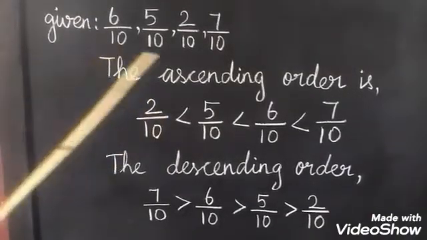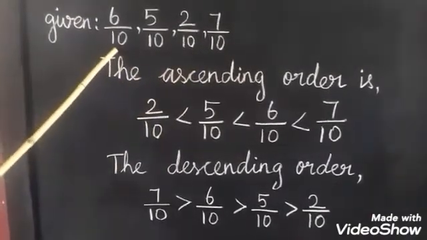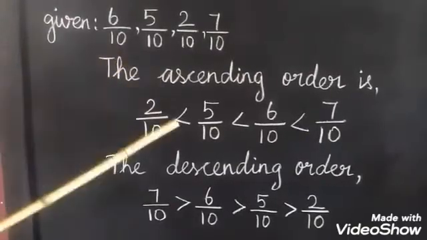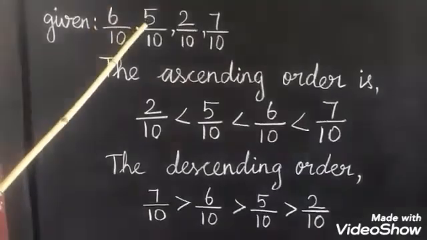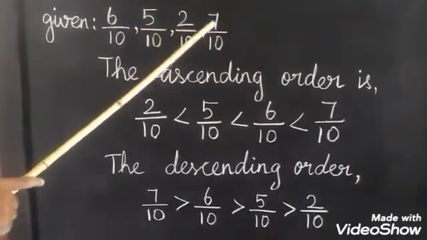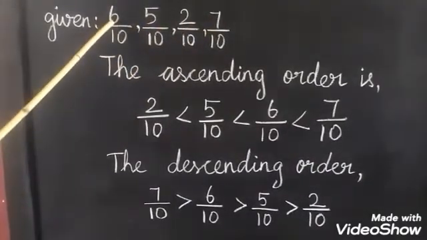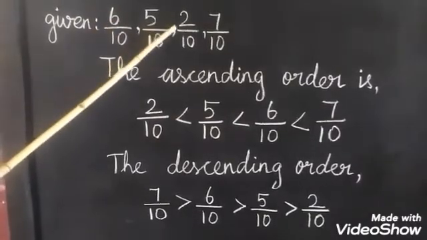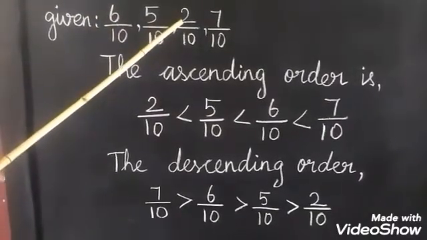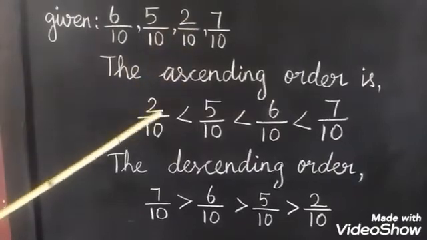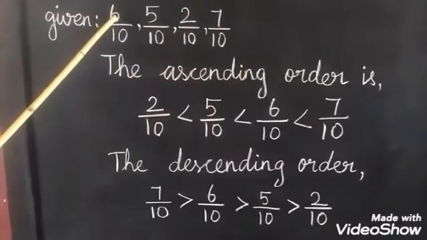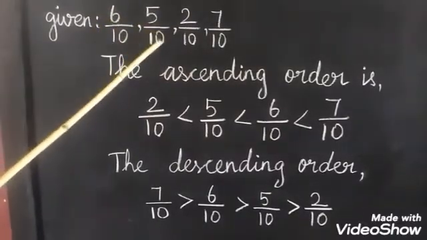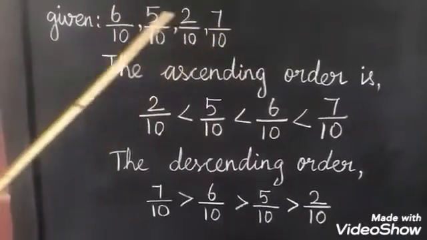In the question, all are like fractions. It has the same denominator 10. So, we have to check the numerators 6, 5, 2, 7. Which is the smallest number? Yes, 2 is the smallest numerator. So, 2 by 10, first we have to write. Then, what do we have remaining? 6 by 10, 5 by 10, 7 by 10.